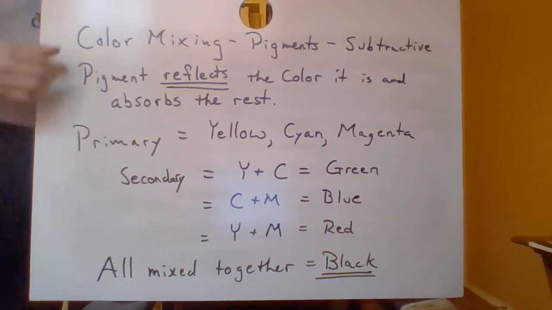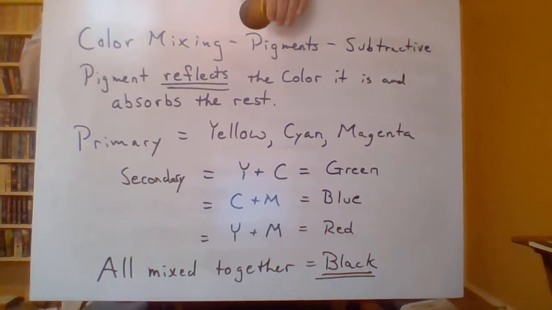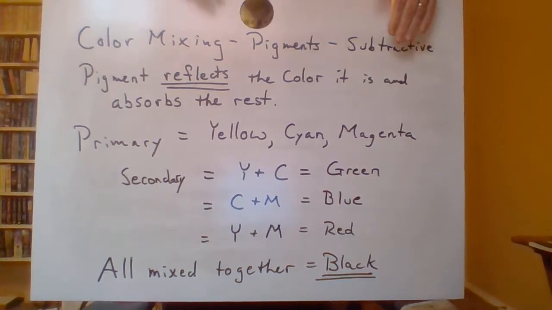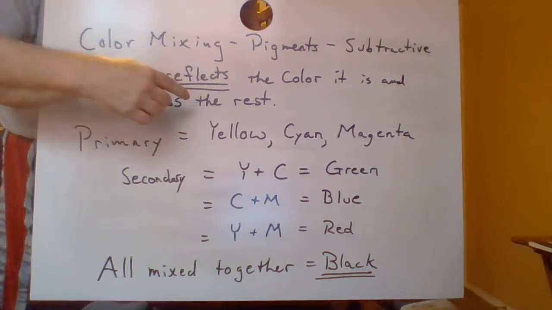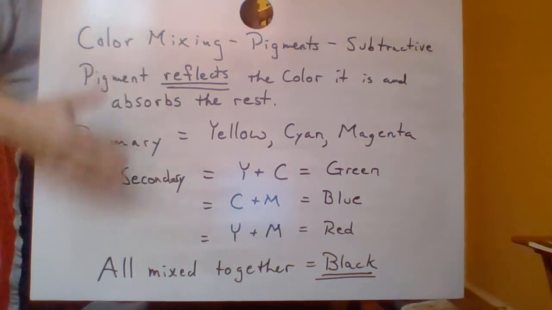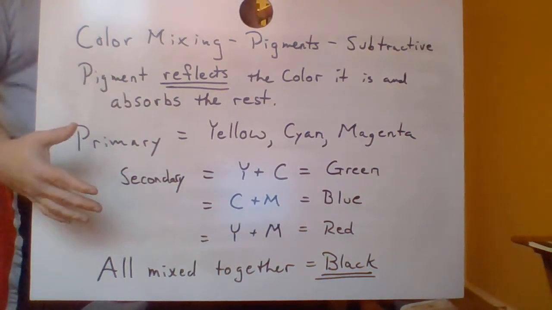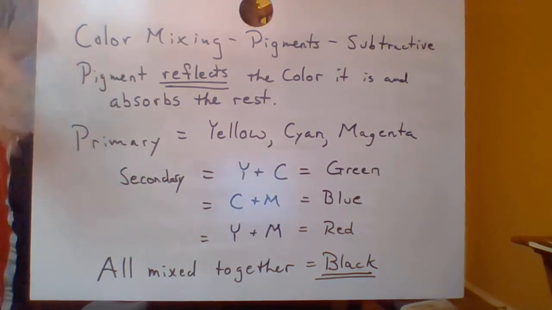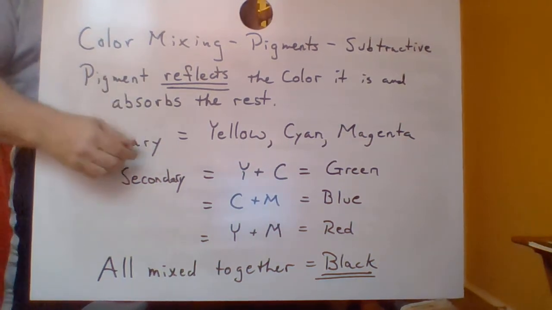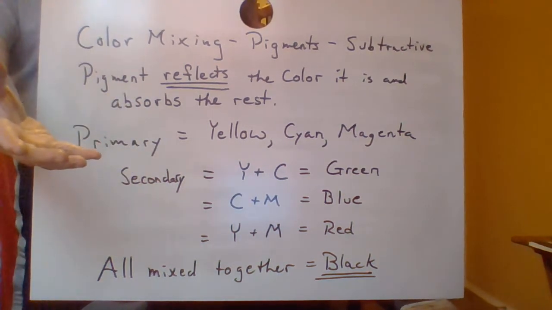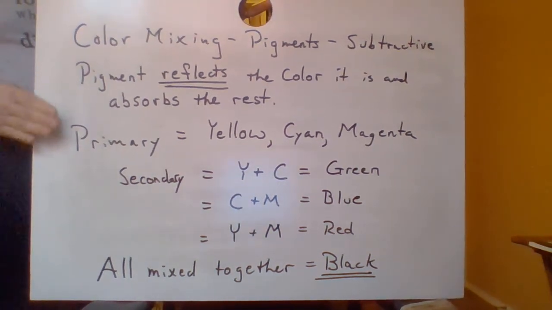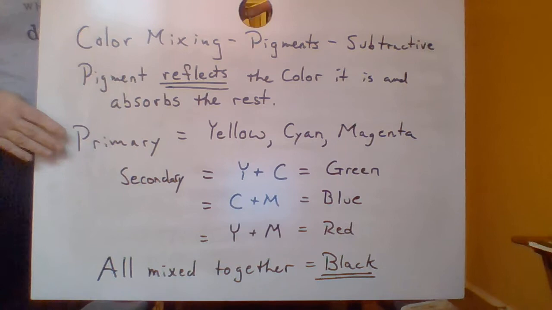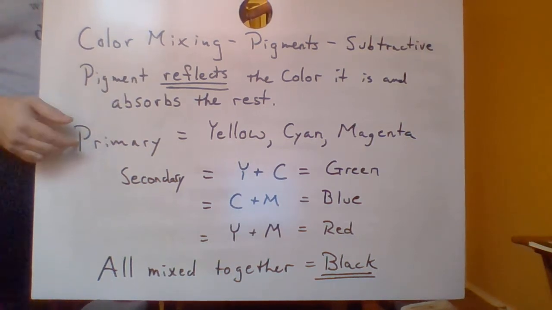So because of that, we consider pigment color mixing to be subtractive, meaning that if you put more and more colors together, you get less and less light coming off of it. You are subtracting something from the light that's hitting it and reflecting only a small portion of what's coming back. So your primary pigments are the pigments that can reflect the most amount of light.